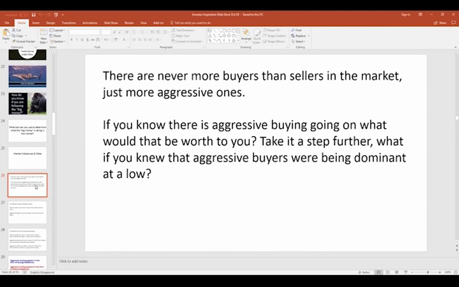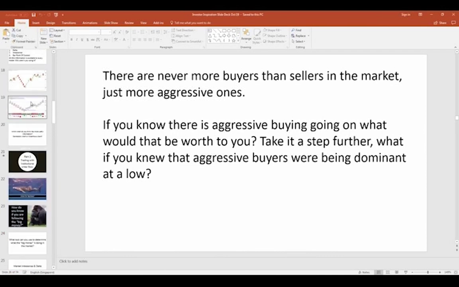And take it a step further. If you know there is aggressive buying going on, what would that be worth to you? And if you knew there's aggressive buying going on at a certain point, at say a low, what would that be worth to you? To me, that's very valuable information.